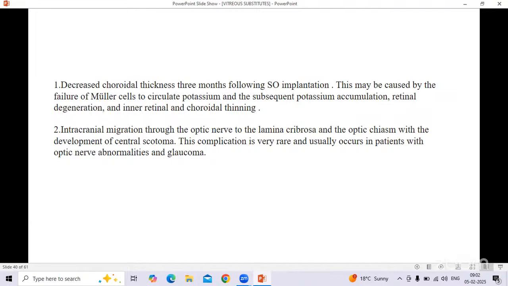be caused by the failure of Muller cells to migrate potassium and the subsequent potassium accumulation, retinal degeneration, inner retinal and choroidal thinning. It can also lead to intracranial migration through the optic nerve to the lamina cribrosa and the optic chiasma with the development of central scotoma. So both these complications are very rare.